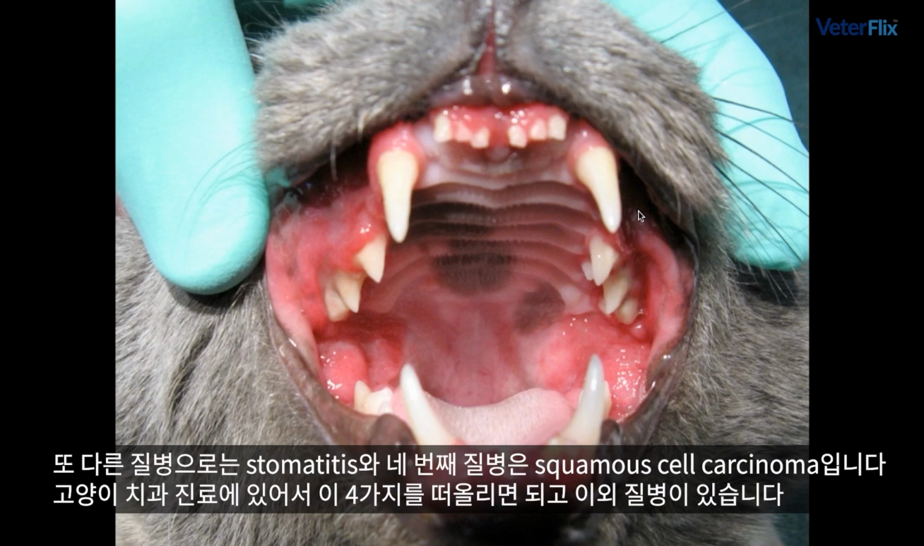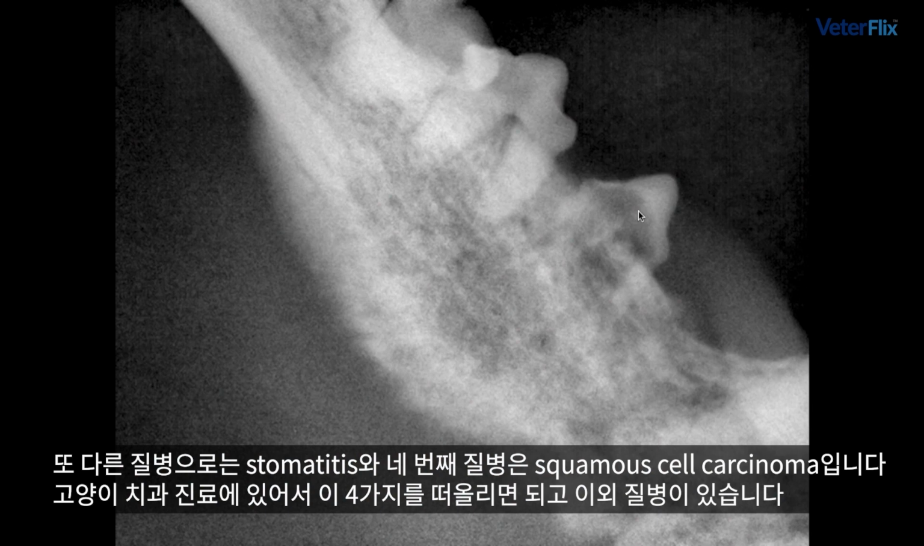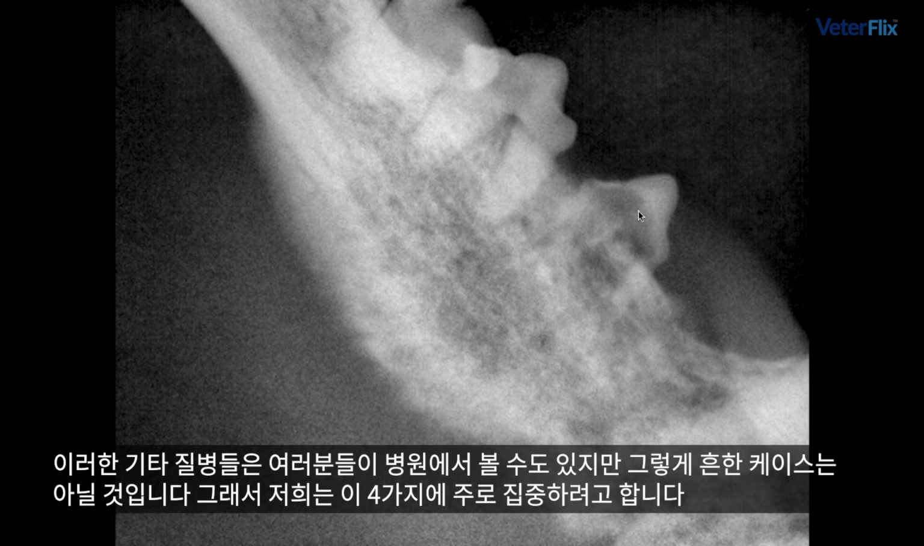The other category, stomatitis, and then the 4th category is squamous cell carcinoma. So when you think about feline dentistry, you think about those 4 things, and then there's all the rest. And the rest is probably things that you'll see in practice, but not real frequently. So we're going to concentrate on these 4 things mainly.